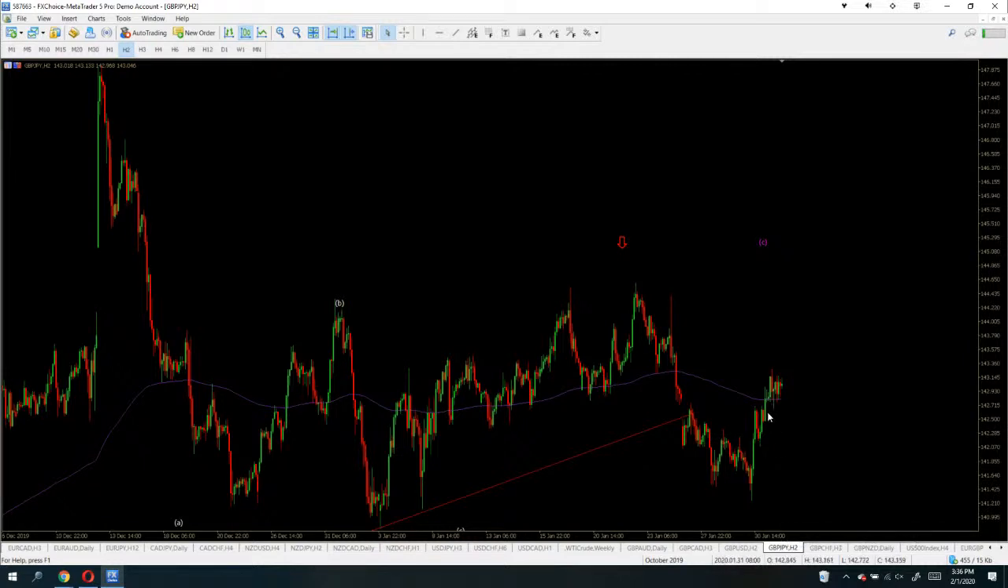Yeah, so here's the pound versus the yen, same thing, right? It had a little push up, but because the yen was strengthening on risk-off fears, the pound versus the yen was not a good trade to take. But all the other ones were.